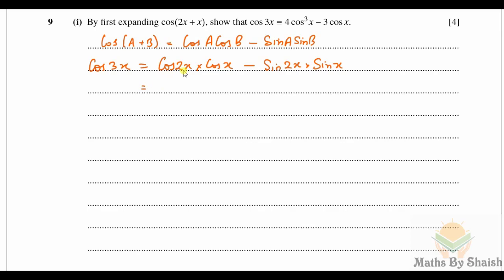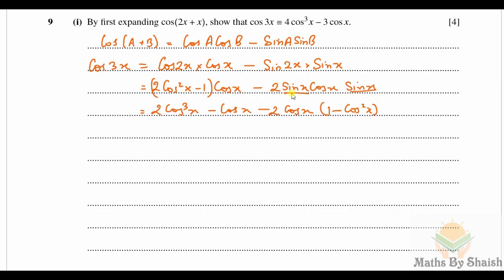now we will use the double angle of cos and sine, and double angle of cos in terms of cos only because there is no sine, and that is going to be 2 times cos square x minus 1 into cos x minus the double angle of sine, which is 2 times sin x cos x into sin x. So we got it as 2 times cos cube x minus cos x. Sin x into sin x is sin square x, so I'll change this to 1 minus cos square x, in place of sin square x.